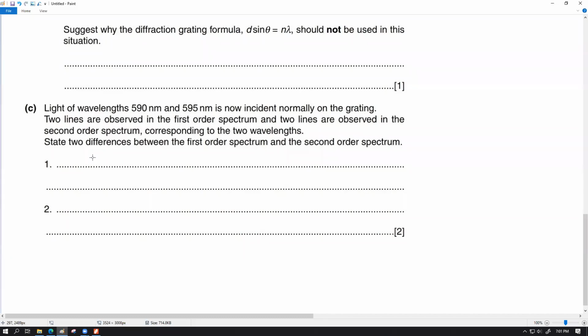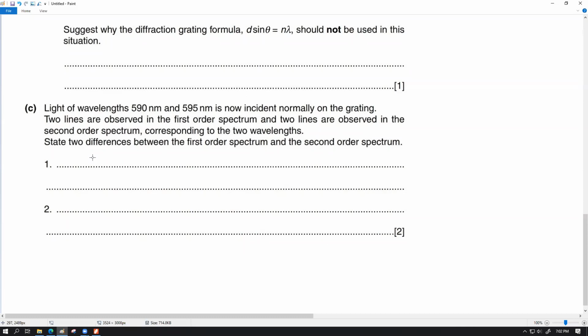We are definitely going to have central maxima for all diffraction gratings. So central maxima is a default presence. In many cases, it's not even talked about because it is always there. Unless essentially required for other relevant calculation, the presence of central maxima is usually not discussed. So in this case, they are only talking about two lines observed for the first order spectrum and two lines observed in the second order spectrum, corresponding to two wavelengths. State two differences between the first order spectrum and the second order spectrum. So what kind of difference are we going to see between the first order spectrum and the second order spectrum?